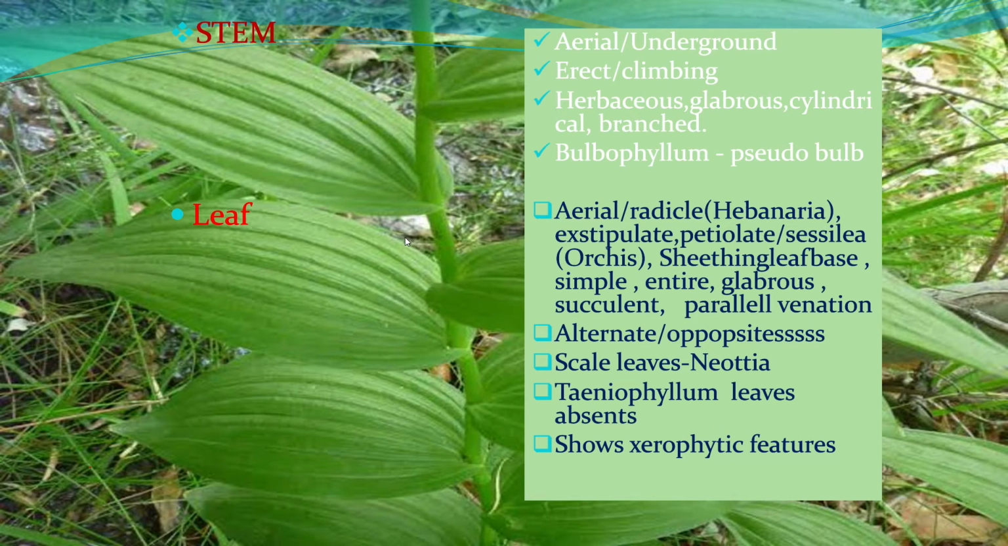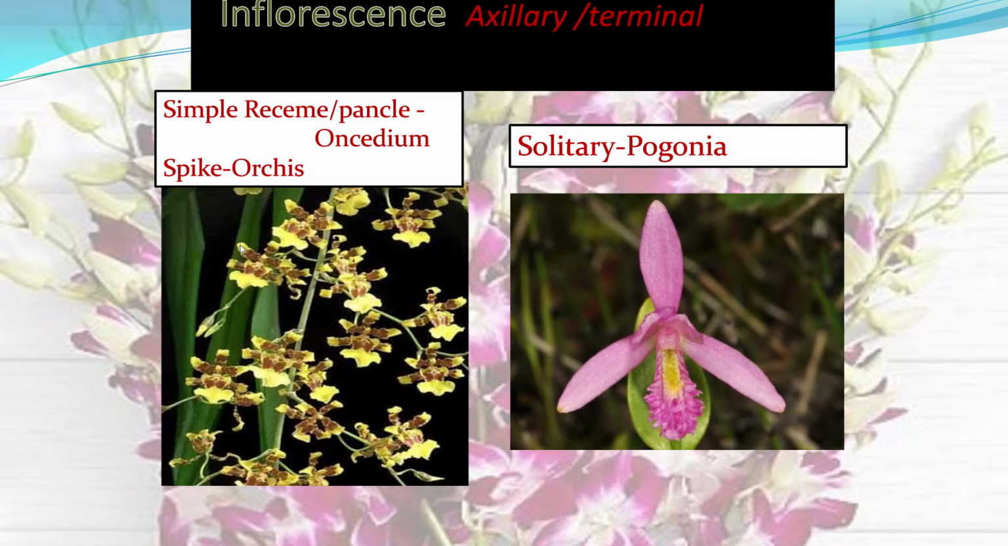Mostly, Orchidaceae family members show xerophytic characters because they are growing as epiphytic plants. So they do not have sufficient water, so they show xerophytic characters. This is the leaf character of the Orchidaceae family.